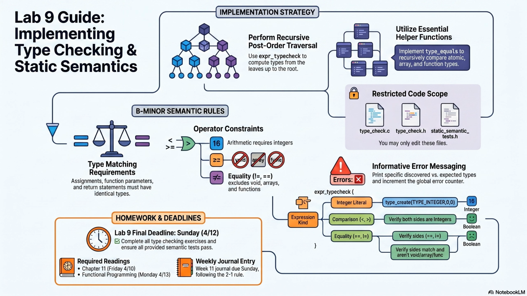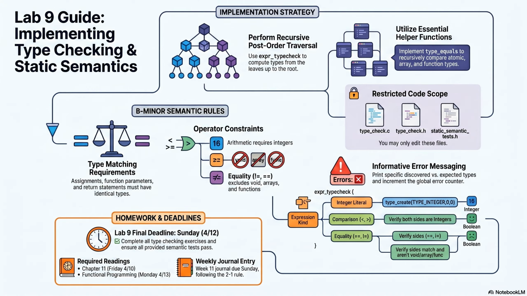Oh, wow. So it's walking two lists at once. Yes. It must verify that parameter 1 in function A matches parameter 1 in function B, parameter 2 matches parameter 2, and so on. Wait, what if one parameter list is just shorter than the other? Like, what if they have a different number of arguments? Great question. If one list ends before the other, the function must immediately flag an arity mismatch.